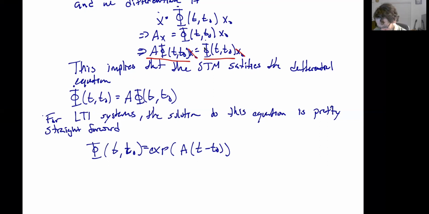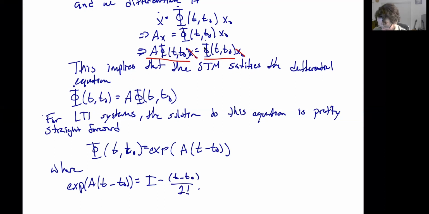But the exponential matrix satisfies this Taylor series expansion: the identity plus t minus t naught over 1 factorial times A, plus t minus t naught squared over 2 factorial times A squared, plus t minus t naught cubed over 3 factorial A cubed, plus so on to infinitum.